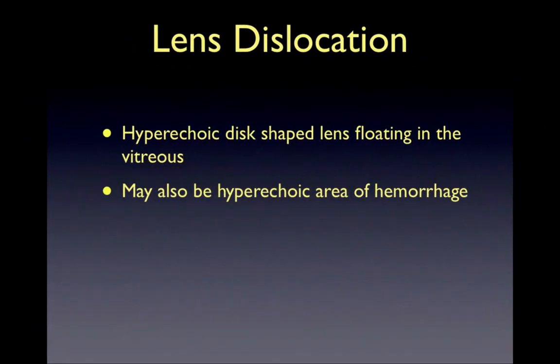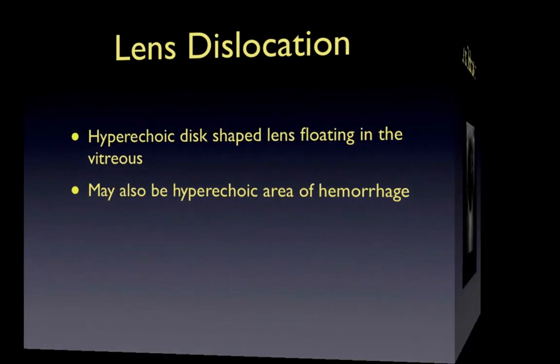Lens dislocation is a fairly rare phenomenon. However, ultrasound can be used to detect it. The lens can be seen as a hyperechoic disc floating in the vitreous. Because many times lens dislocations are traumatic, there might be also hyperechoic areas of hemorrhage in the vitreous.